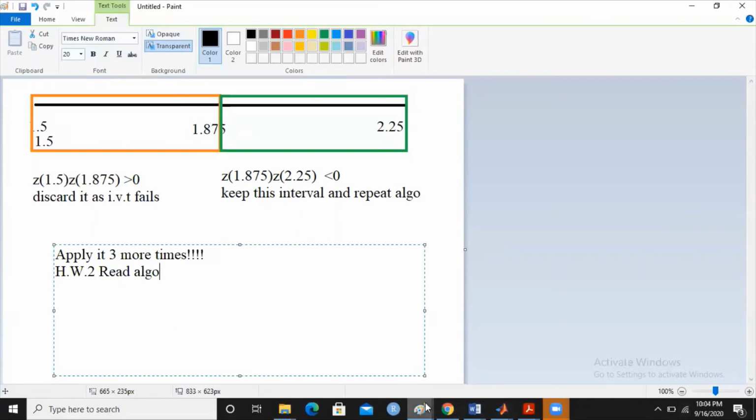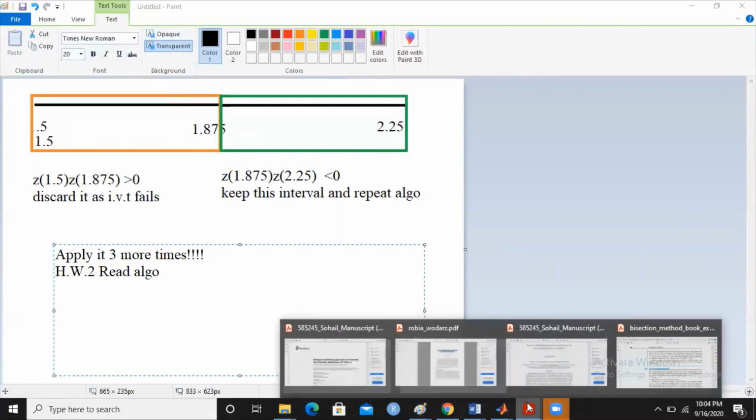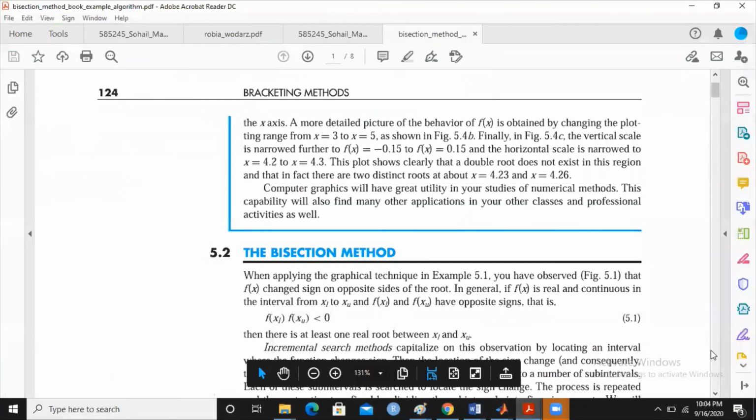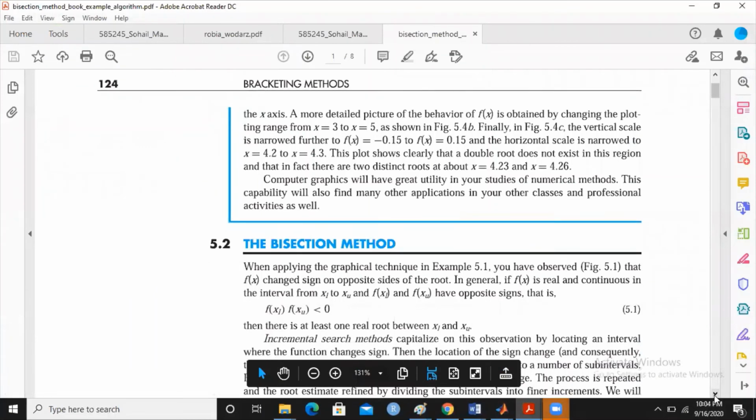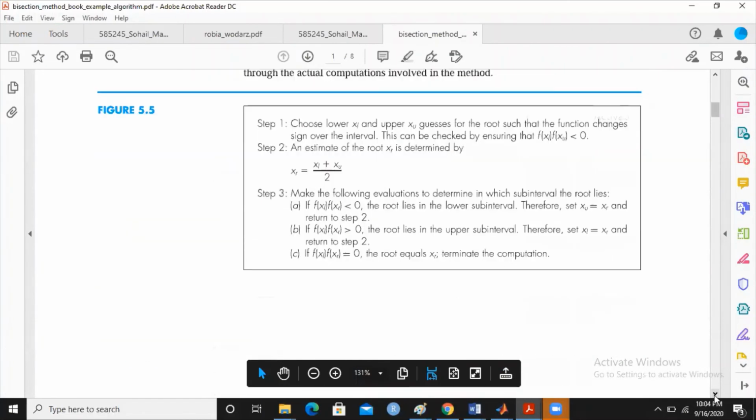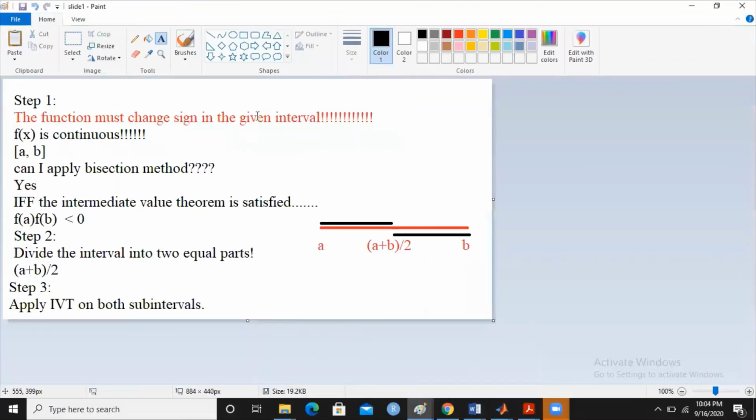You can read the algorithm from the book. Here is the book, page number 124. The algorithm is given here. Otherwise, you can read the algorithm and write it in your notebook from this slide. The function must be continuous. The functional values at the boundaries must have opposite sign, that is, their product is less than 0. Divide the interval and again apply the intermediate value theorem.